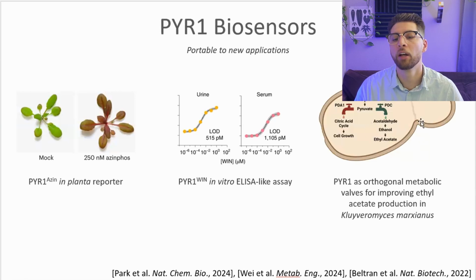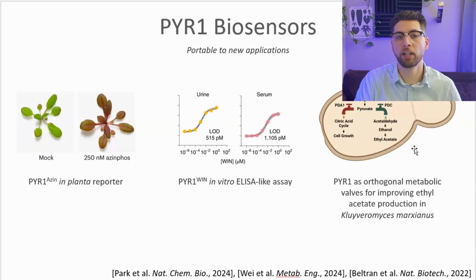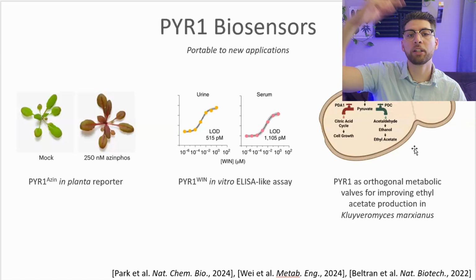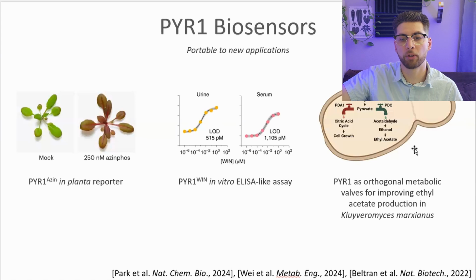And then finally, we've also used this as a metabolic engineering tool. If you're producing a product in yeast, yes, you want to produce a lot of that product, but not necessarily at the expense of the growth of the cell, right? Ideally, you want your cells to grow really quickly, and then you want to be able to flip a switch and start production of your chemical.